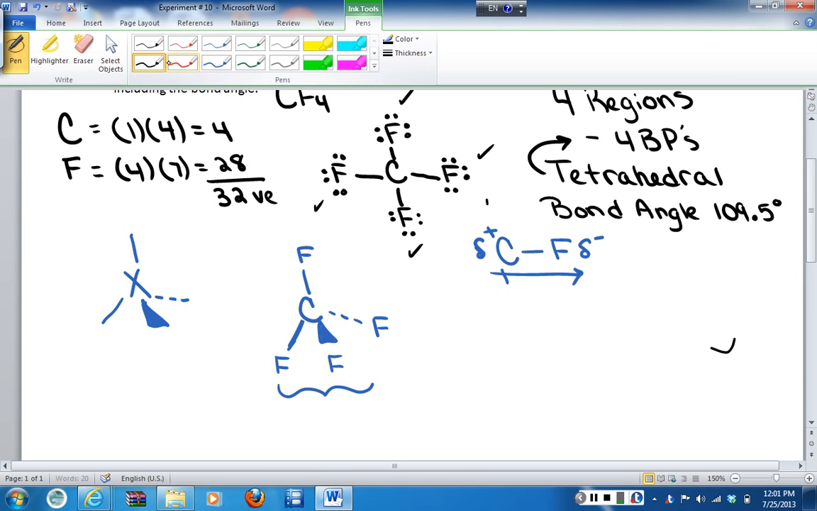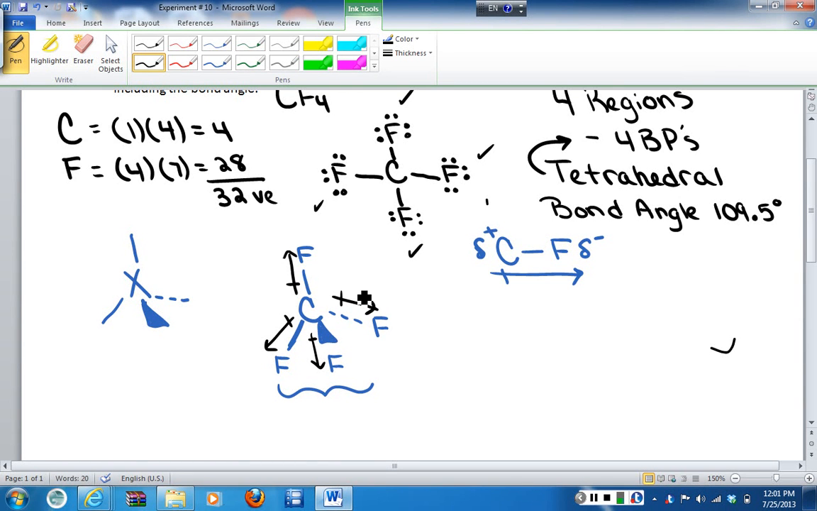Now, we have to look at this in the molecule and see, okay, we have polar bonds, but what is the polarity of the molecule? Because we have to take it a step further. So if we draw all of our dipole moments for this molecule, we look and see, okay, I have all of these.